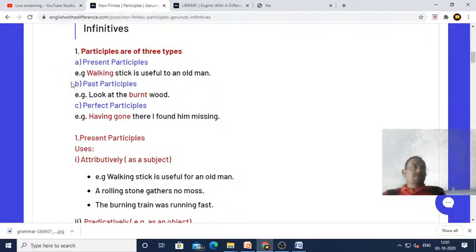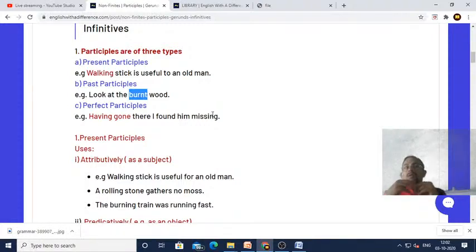So always remember, dear students, past participle means the third form of the verb, that is verb 3. So whenever a verb 3 is used along with a noun, then it is the example of past participle. For example, wood is a noun here, so "burnt" is used along with wood here, therefore burnt is the past participle. Always remember, present participle will always have the ing form of the verb, whereas past participle will have the verb 3 form of the verb.